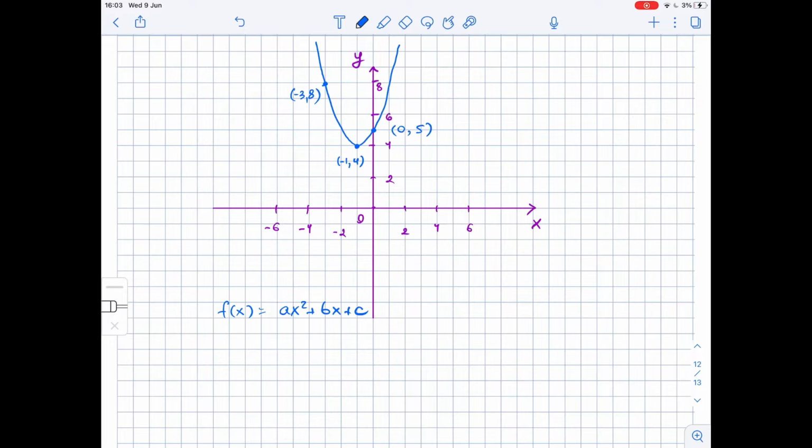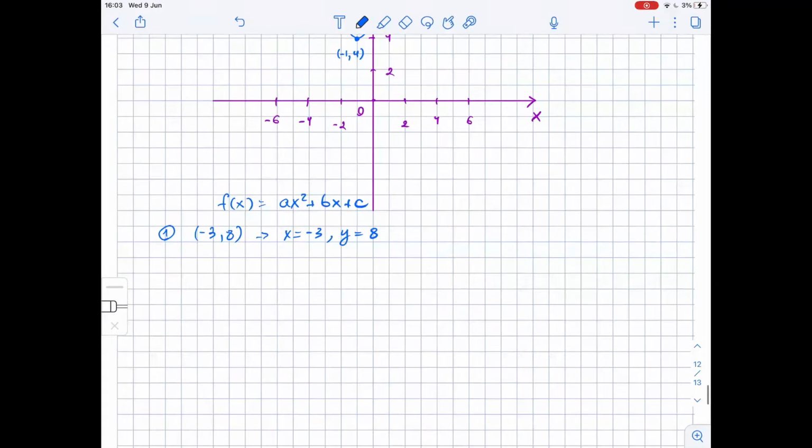Let's try to substitute x and y values at this point into our function. So let's start with point, for example, -3, 8. So here x is equal to -3, y is equal to 8. So if we substitute, we get that a times -3 squared plus b times -3 plus c is equal to 8. -3 squared is 9, so 9a plus -3b, plus c is equal to 8. So this is the first equation we get.